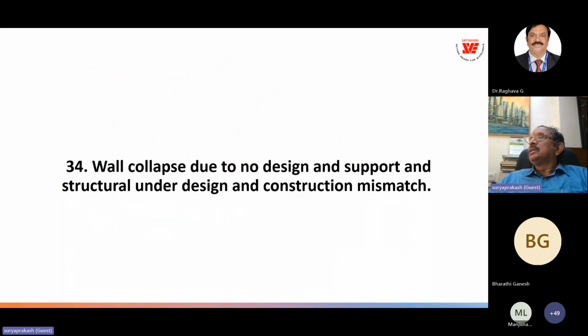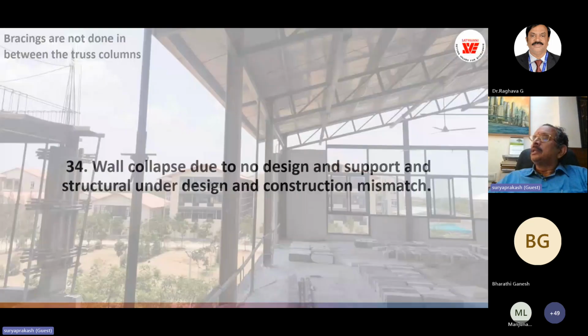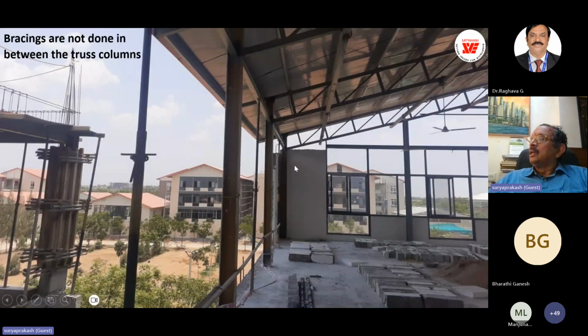Next, wall design collapse due to design and support structure, under design and construction mismatch. So this is another block wall masonry with the large windows actually. And there was a collapse of these walls due to wind speed not even exceeding 50 meters per second. So there was a problem with both design and detailing of the wall and also the structure.